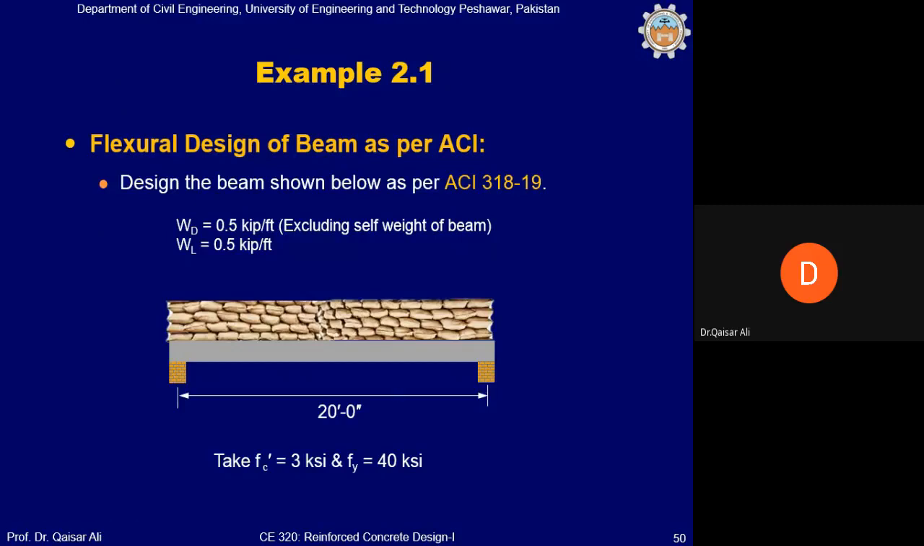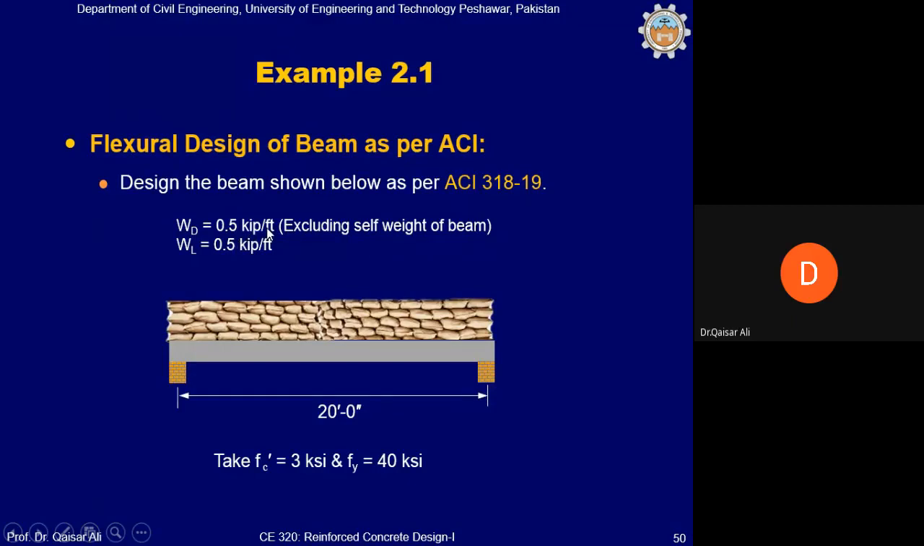The second thing is that we have to design this beam according to the ACI 318-19 code, which is what we are discussing in our discussions. And then the dead load on the beam is 0.5 kip per foot, excluding self-weight of the beam, because self-weight of the beam will also produce bending moments that must have to be taken into account. But in addition to the self-weight of the beam, there is a dead load 0.5 kip per foot.